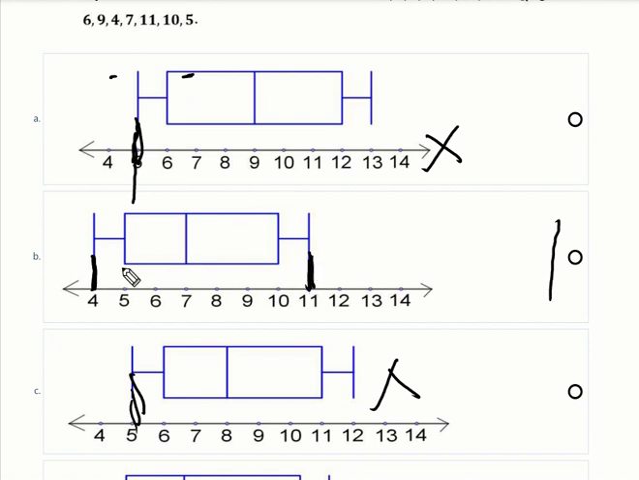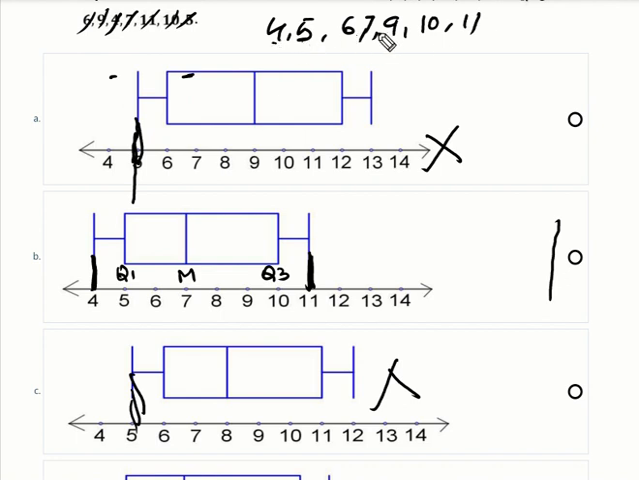Now what about the other three lines? I told you, this is the first quartile, this is the median, and this is the third quartile. Yes. Now if I write the numbers in ascending order, it will be 4, 5, then 6, 7, 9, 10, and then 11. Okay, so 1, 2, 3, 4, 5, 6, 7 numbers. So now what is the middle number? 7. So the median line should be on 7.